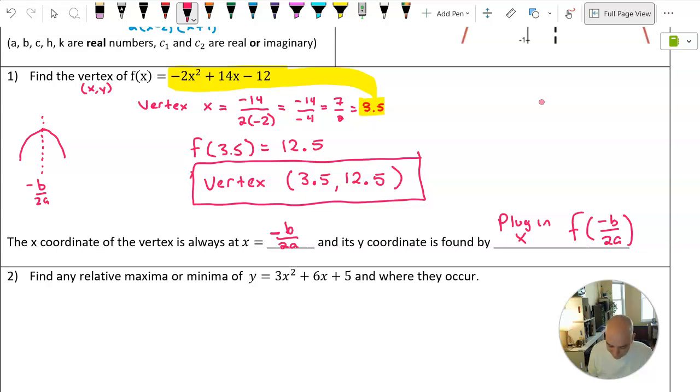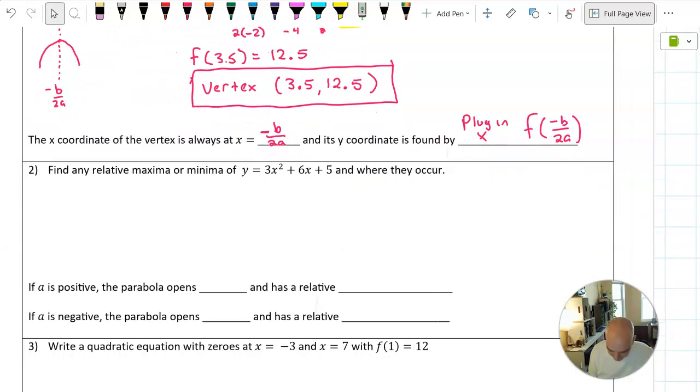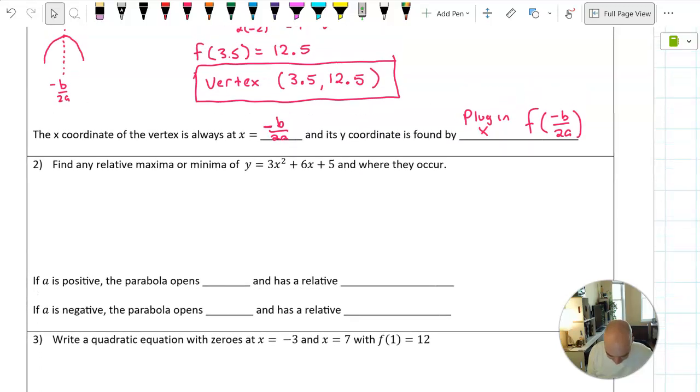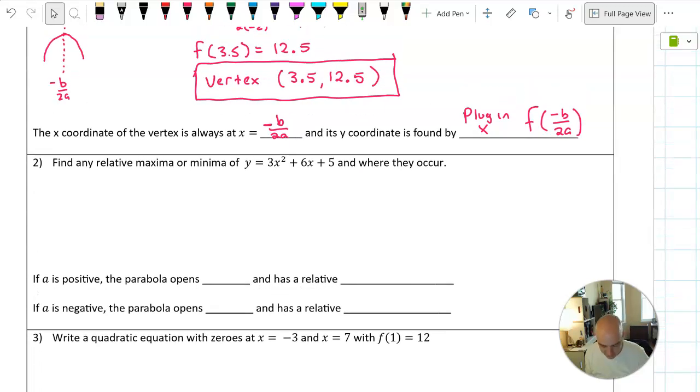Let's look at the next problem. It's similar, but a little bit different. This question says, find any relative maxima or minima of 3x squared plus 6x plus 5. If you feel like it, give this problem a try. Pause the video, and then come back and see if you got it right.